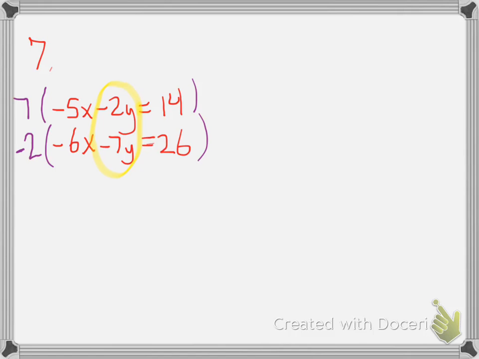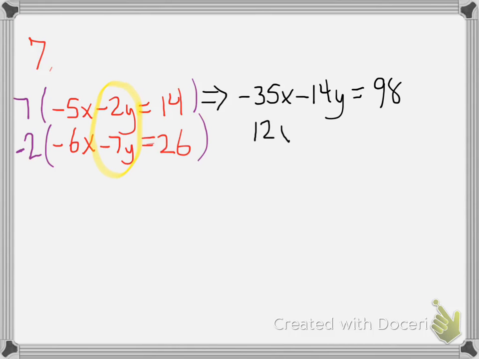Okay, so I'm going to multiply the 7 through, and I'm going to get negative 35x minus 14y equals 14 times 7, 98. And then this one, negative 2 times the negative 6x would make 12x. And negative 2 times negative 7y makes positive 14y, and that's why I did that. And then equals negative 2 times 26 is negative 52.